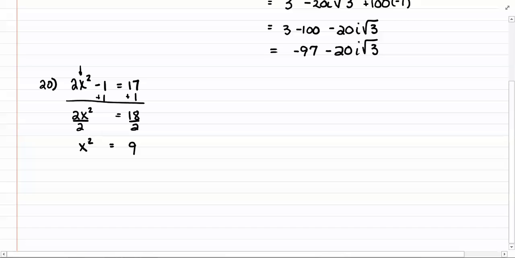And then to get rid of the power of 2, you're going to take the square root to both sides. But then when you put the square root in, you also have to include the plus or minus symbol. So this is going to work out to x equals plus or minus 3. So you have two solutions, a positive 3 or a negative 3.